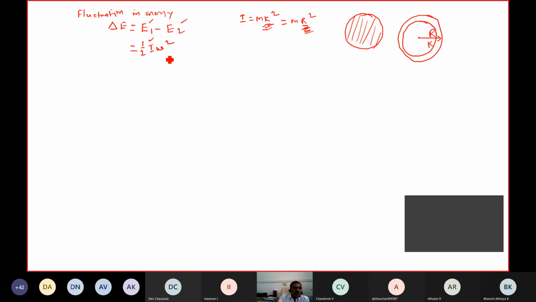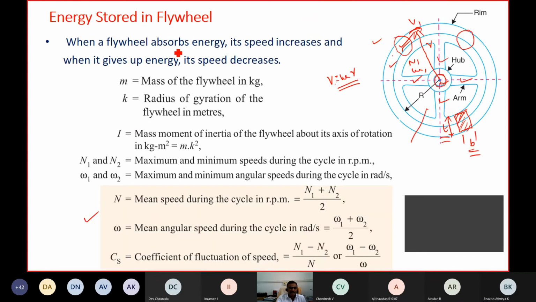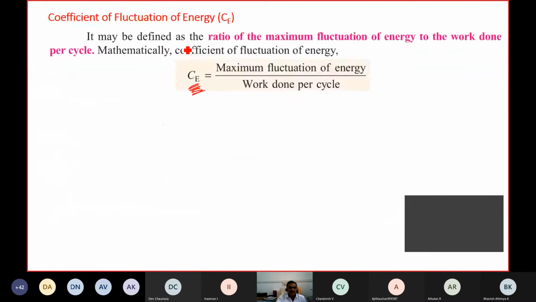So that is I. What is omega? If you know the N, you can find the omega, and V. So here, for the energy stored in the flywheel, the maximum energy you are taking is half I omega 1 square, minus E2, that is half I omega 2 square, where I is always constant. So this is the fluctuation in energy. Already we have discussed this in the graph.